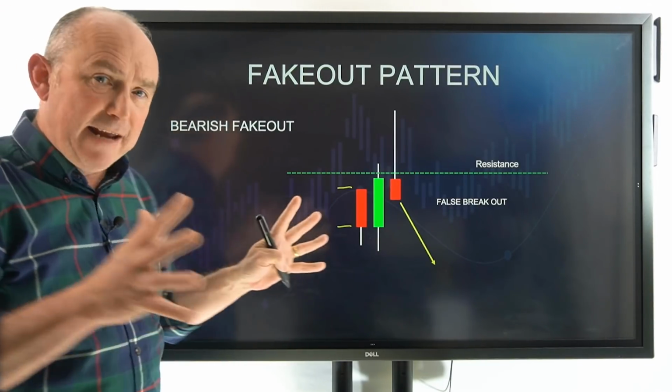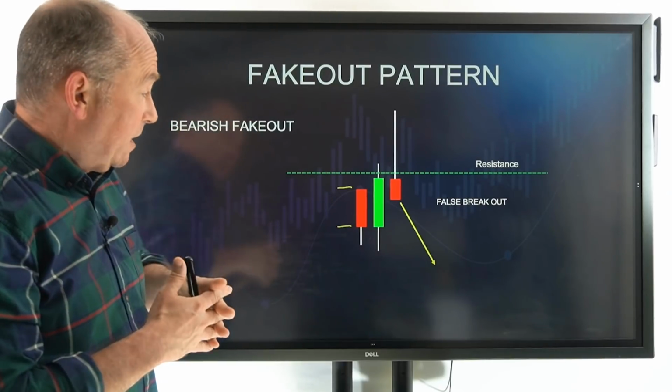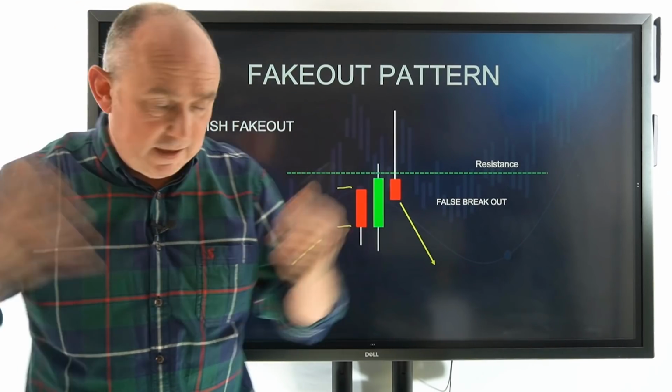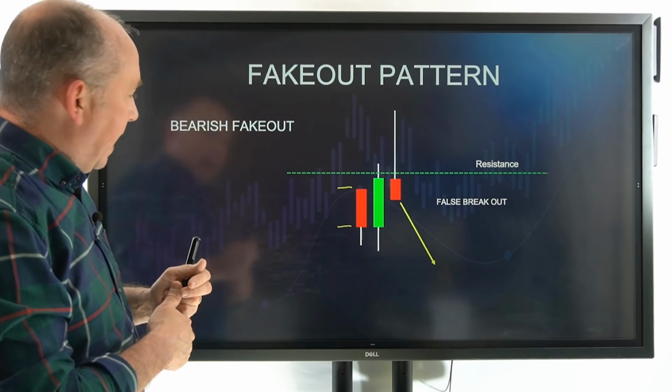I think I invented this name myself, by the way. I haven't seen it elsewhere, but maybe someone will tell me they've seen it elsewhere. It's all from my own work and analysis.